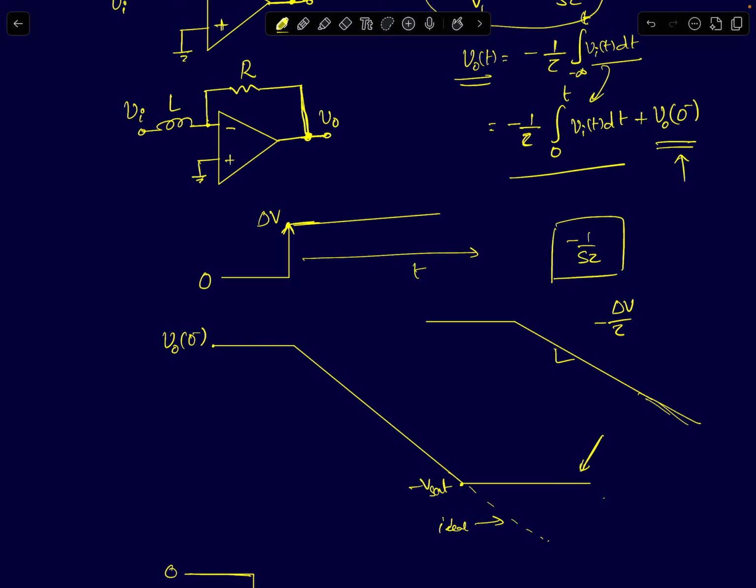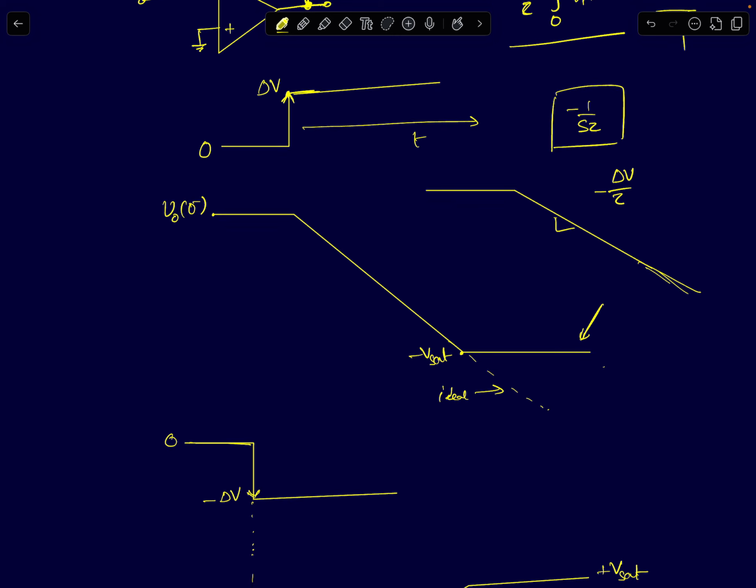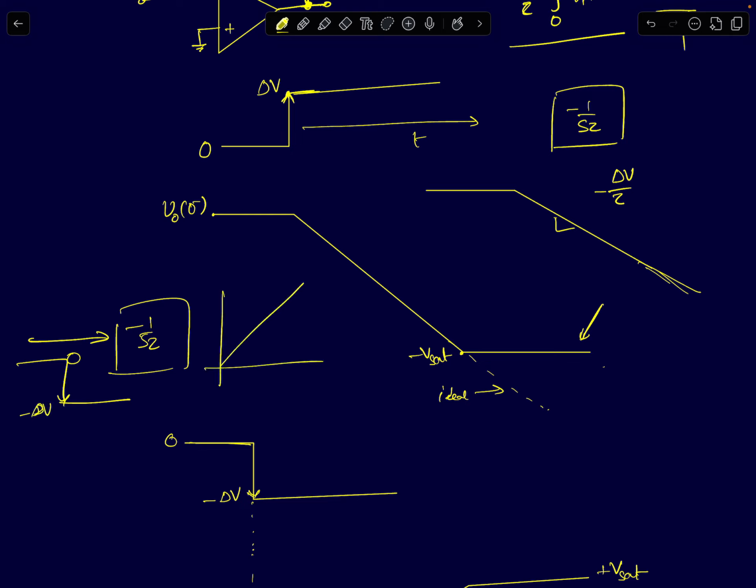The same thing will happen if I apply a negative step input. What will happen? You should expect for an ideal integrator, if I treat it like a black box with a transfer function of minus 1 by s tau, and I apply a negative step input of value minus delta V, what should happen? I should expect a positive ramp output. And it should keep on increasing with a slope of delta V by tau.